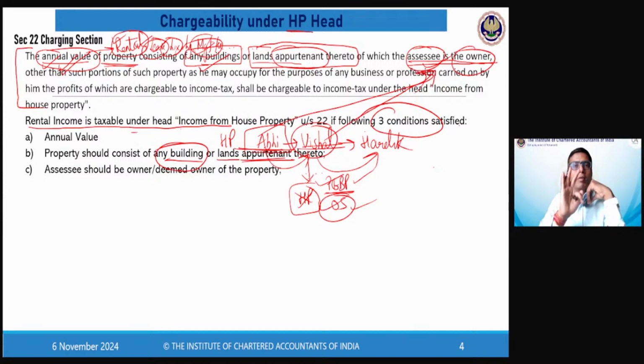So till now, I have explained the charging section, highlighting three major pointers. One, it should be annual value, not one-time value. Two, it should be of any building or of that land which is part of the building, so vacant land rent is not covered. And third, the person who is getting the rent, that is the assessee, should be the owner or deemed owner. Fine, students?